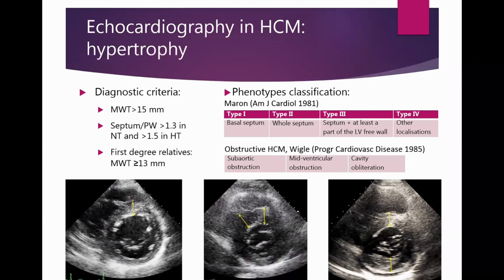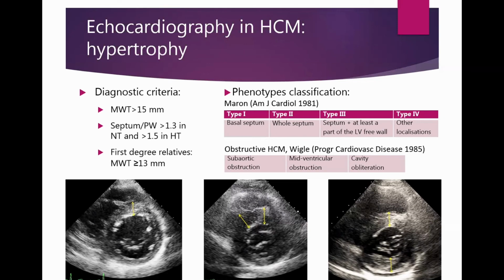Diagnostic criteria for hypertrophic cardiomyopathy is maximal wall thickness over 15 millimeters, and in asymmetric forms, the septum to posterior wall ratio should be over 1.3 in normotensive patients and over 1.5 in hypertensives. In first-degree relatives, the maximal wall thickness should be equal to or greater than 13 millimeters. There are several types of phenotype classifications.